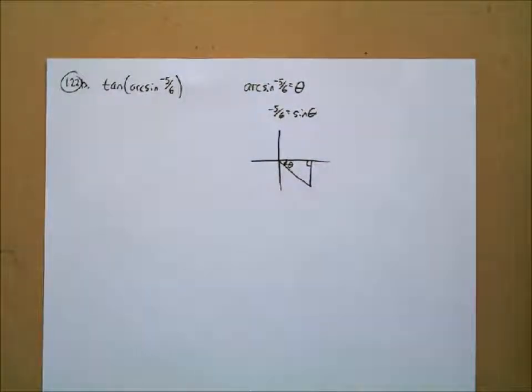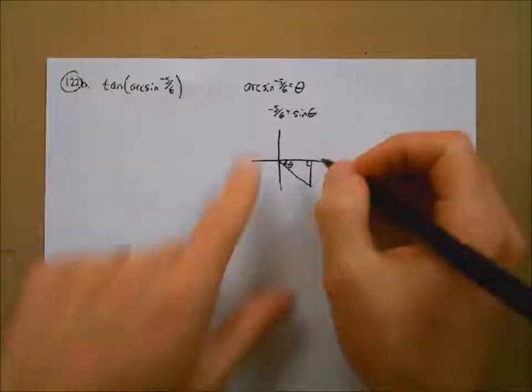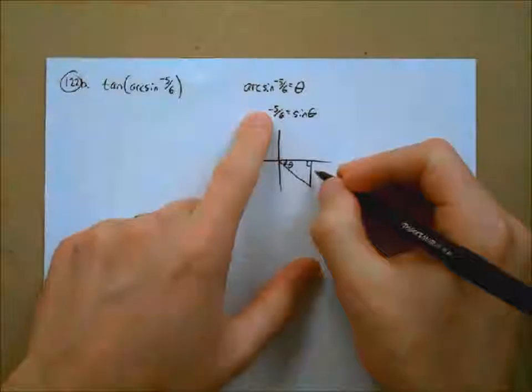This is why when we evaluate arcsine of a negative or arctangent of a negative, we get negative angles, right? Because that angle theta is being created from the x-axis and going clockwise. We go this direction, we have negative angles. And so sine is opposite over hypotenuse, so this will be negative 5 over the hypotenuse of 6.